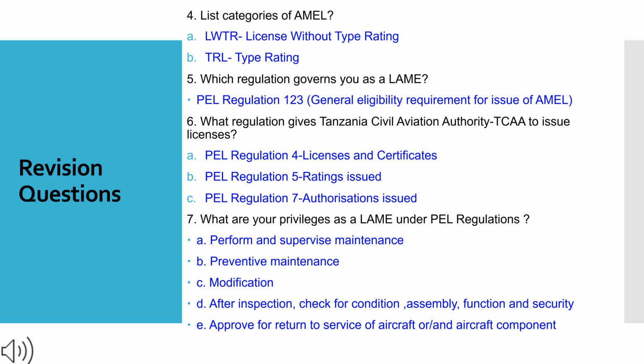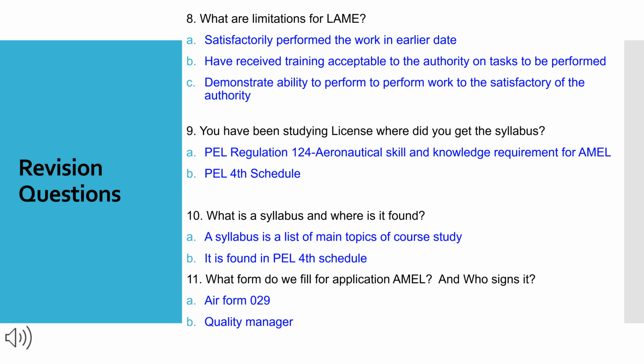Question number 7. What are your privileges as a licensed aircraft maintenance engineer under personnel licensing regulations? First is to perform and supervise maintenance, perform or supervise preventive maintenance, perform and supervise modification, and after inspection to check for condition, assembly, function and security, and approve for return to service of aircraft or aircraft component. We proceed to the revision questions.